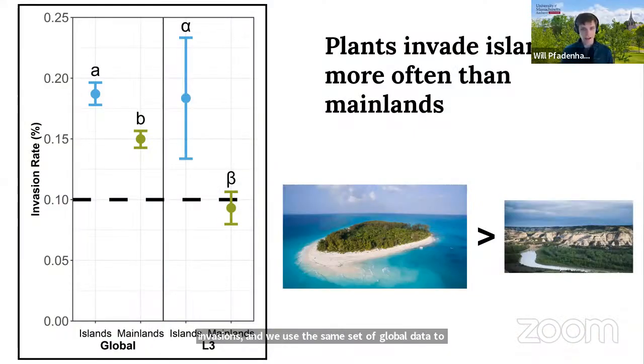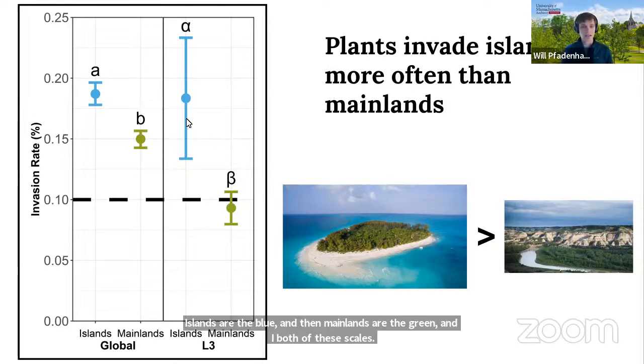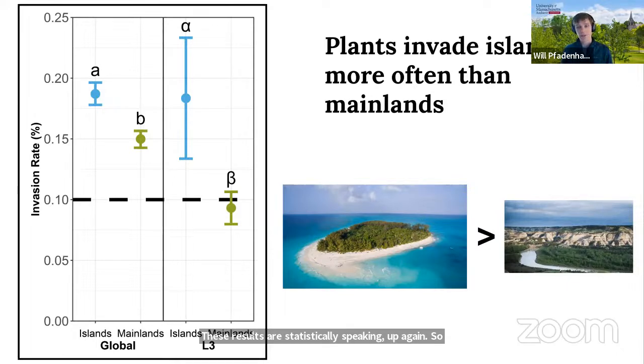We'll start with the island results, and we found support for the island susceptibility hypothesis. We tested this at two different scales, one at the global scale and then at the L3 scale that I talked about. And we see that islands are invaded more often than mainlands. It's that simple. At both of these scales, the islands are the blue and the mainlands are the green, and these results are statistically significant. So we do see islands are invaded more often than mainlands, and we think it's because of the reasons set forth in the island susceptibility hypothesis.